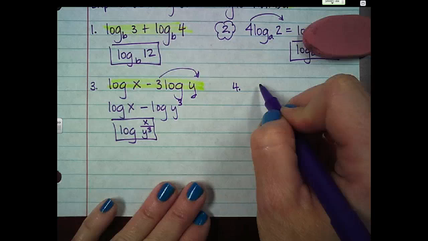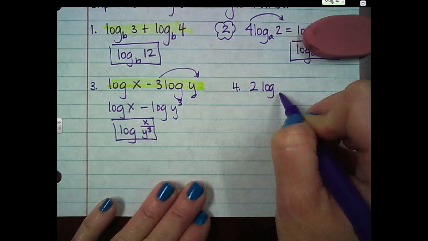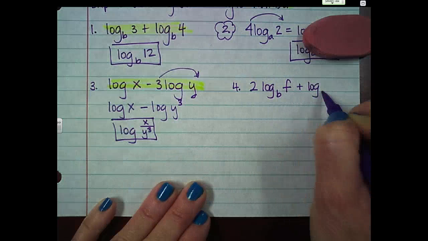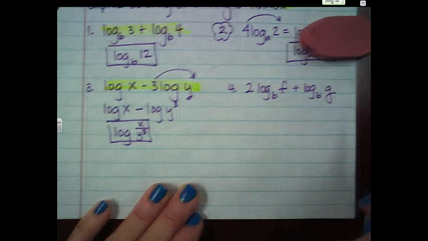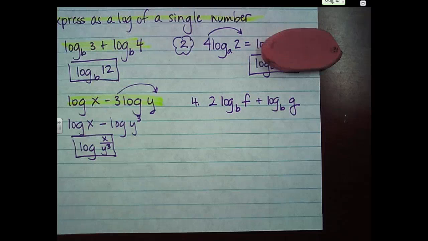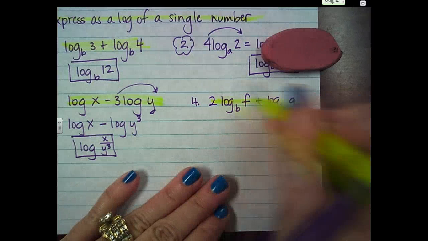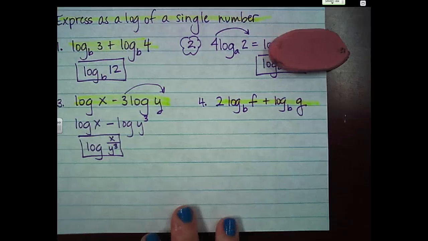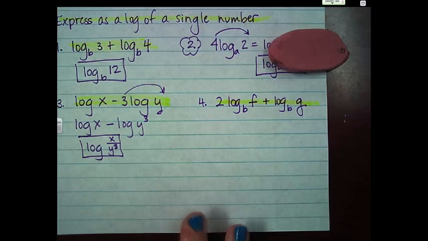So here's number 4. 2 log b of f plus log b of g. You can keep the y cubed on the bottom. You don't have to. You were saying, is y the negative 1/3? I mean, no, it's fine. I mean, negative 3. Yeah, you can leave it, because it's division.